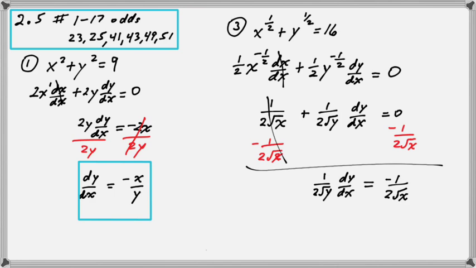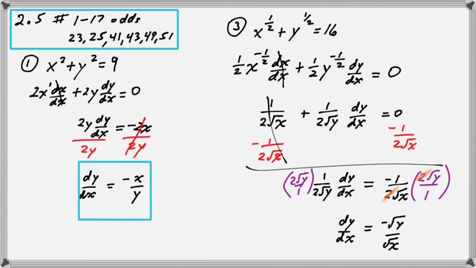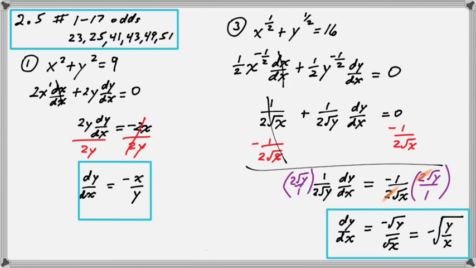To solve this for dy/dx, I might have to multiply by the reciprocal, or multiply by 2 radical y over 1. I think the 2's would cancel, leaving me dy/dx to be negative radical y over radical x, or maybe the big fraction, big radical, negative radical y over x that way.